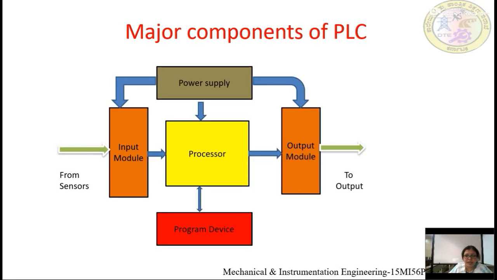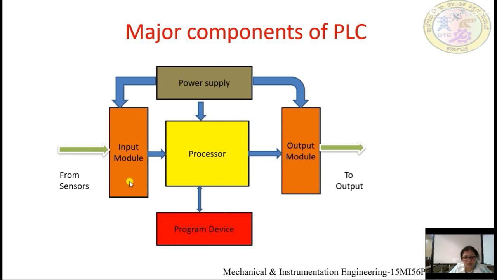Now coming to the major components of PLC, it basically consists of an input module, a processor and an output module. And in order to operate the overall system, we need a power supply, which activates the various devices, controllers and output devices connected to this PLC system, and then a programming device.